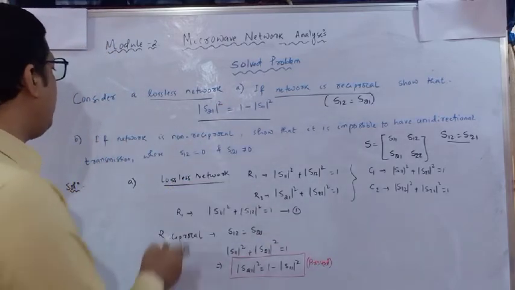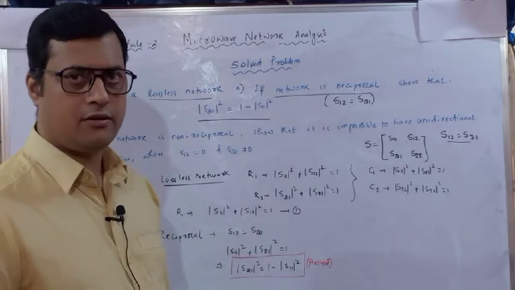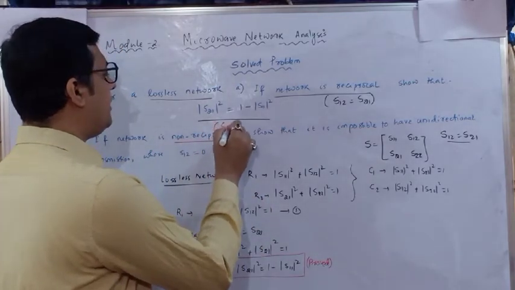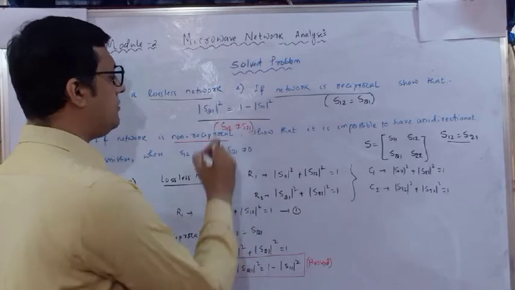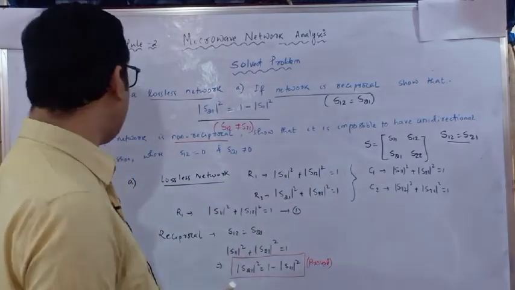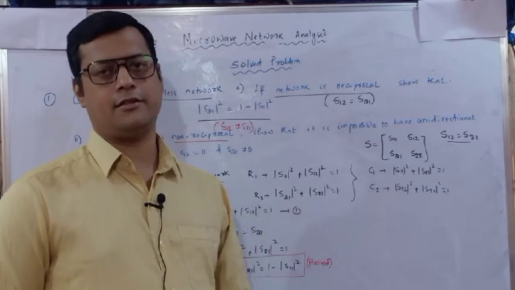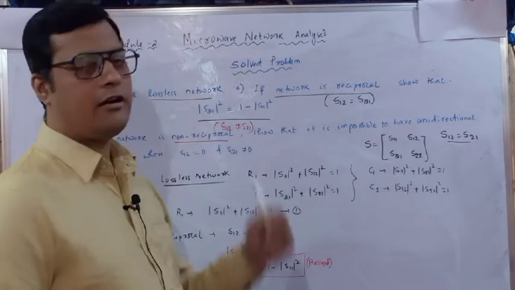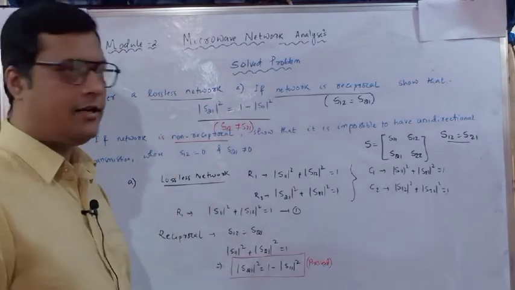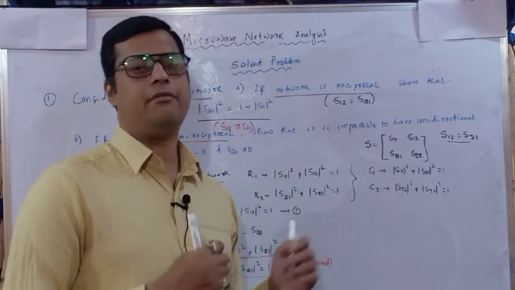The second question is, if a network is non-reciprocal. Non-reciprocal means S12 is not equal to S21. So that is non-reciprocal, and here I will put S12 is not equal to S21. This hint is given: show that it is impossible to have a unidirectional transmission. We have to check whether it is a unidirectional transmission or not, if it is a non-reciprocal network. And the conditions are S12 is equal to 0 and S21 is not equal to 0. So we have to identify this property.